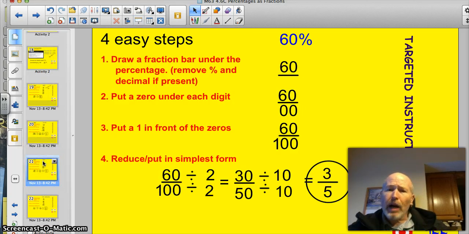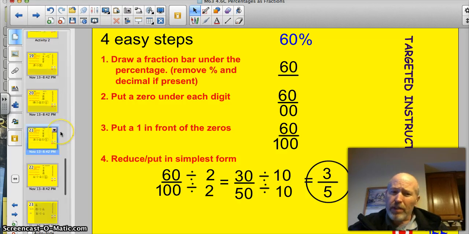All right. Here's a straightforward one, 60%. Now we got a 0 at the end though. Sometimes those are tricky. So put a 0 under each one. Put the 1 in front. We got 60 100ths. We can reduce that. Divide by 2. We got 30 50ths. We can divide that by 10, top and the bottom. We end up with 3/5. That worked out okay. I think there's one more tricky one.